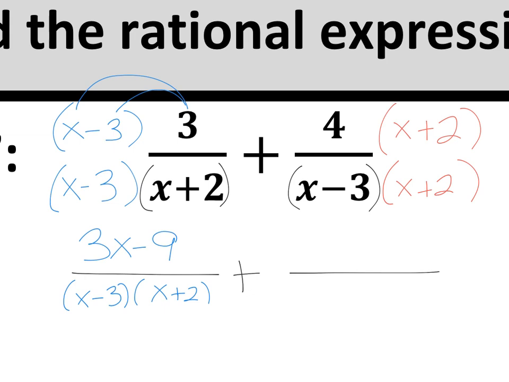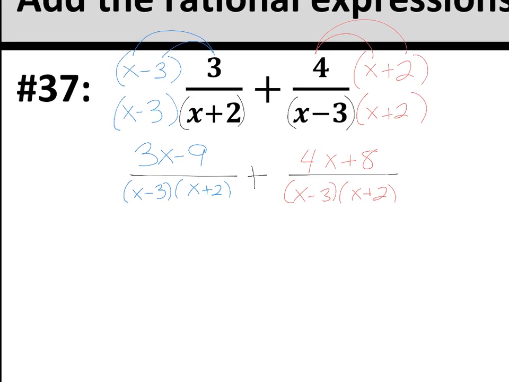Second fraction, we have a 4 times an x plus 2 on the top, 4 times x and 4 times 2. So that is 4x plus 8. The denominator, just copy it down, x minus 3, x plus 2. You could technically multiply out the denominators, but this is going to be multiple choice on your final exam, and it will have them still factored out on the denominator. So do not bother unless you really, really feel like it.